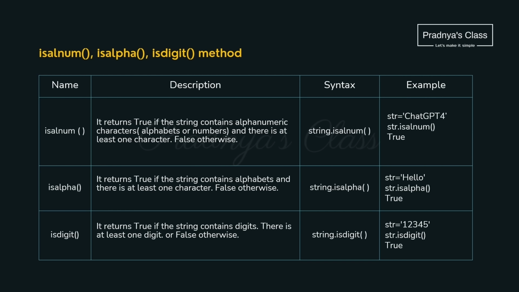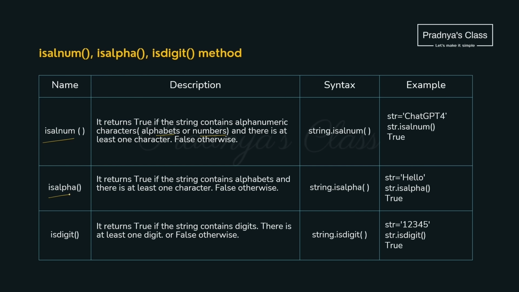Alright, here is a category of is functions. They will give results in the form of true or false because they check. The first is isalnum. It will check for alphabets and numbers. If it is there, it will give true. If not, it will give false.